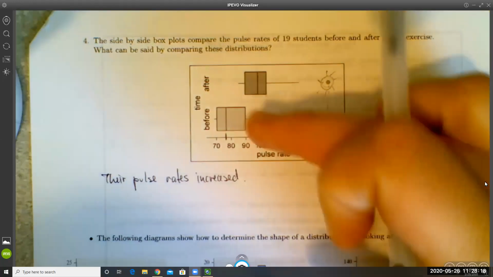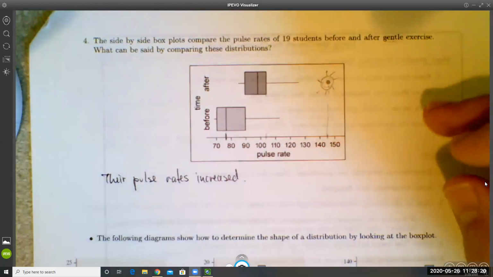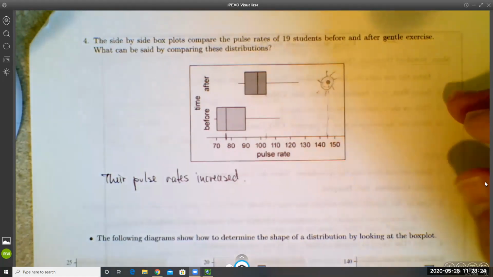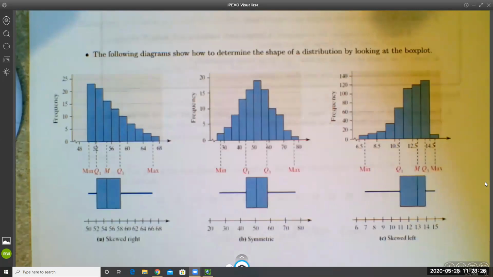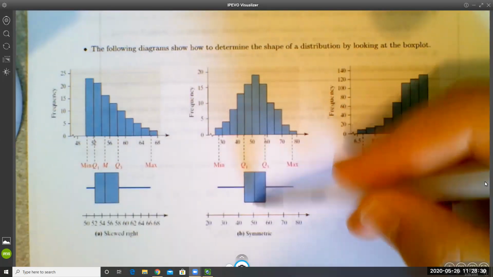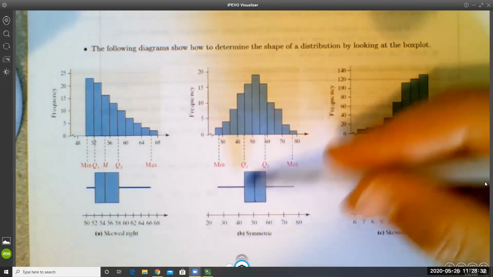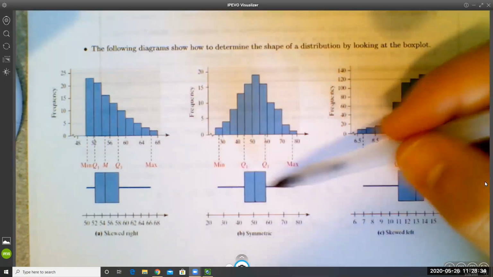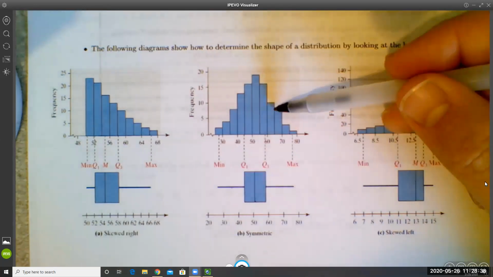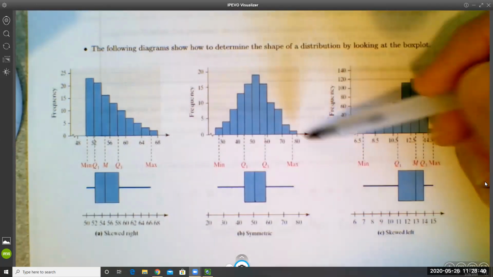Another thing we can see in box plots is we can get a sense for the shape of the distribution. If you have a box plot where the median line is more or less in the center of the box, and the two whiskers are more or less the same size, then that's a pretty good indication that you've got a symmetric, bell-shaped distribution.